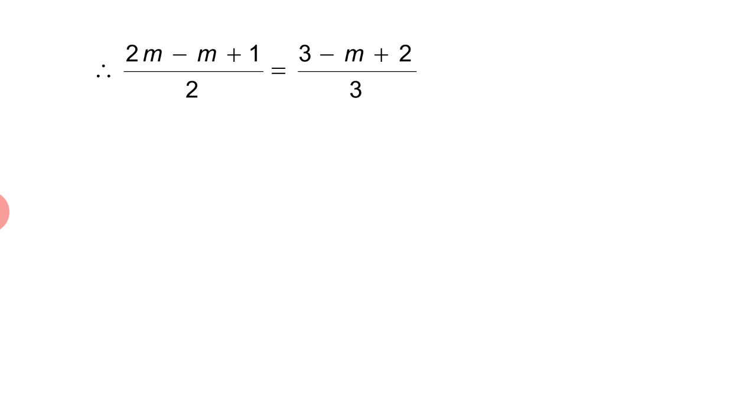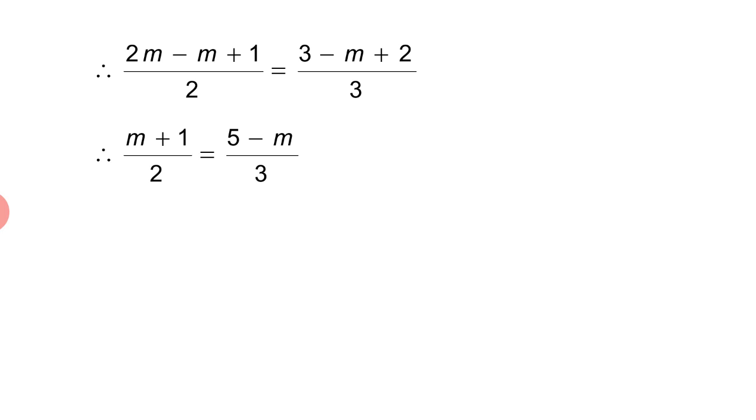So it will be 2 times (m minus (m plus 1)/2) is equal to 3 minus (m plus 2)/3, isn't it? Now let us simplify it. Twice m minus m, it is m plus 1. So twice m minus m, it will be (m plus 1)/2. Here 3 minus (m plus 2). Now 3 and 2 you can combine, so it will be (5 minus m)/3.